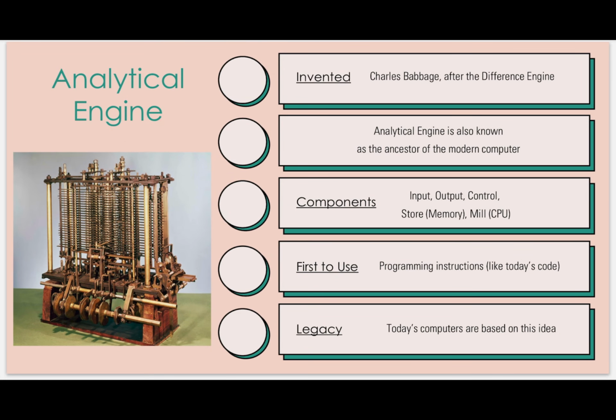Second, the analytical engine. Who invented it? Charles Babbage only. When? After the difference engine. Means first he invented the difference engine, afterwards he invented the analytical engine. The analytical engine is also known as the ancestor of the modern computer. What were the 5 main components? Input, output, control, store, and the mill. These were the 5 main components. First to use programming instructions, and legacy: today's computers are based on this idea.